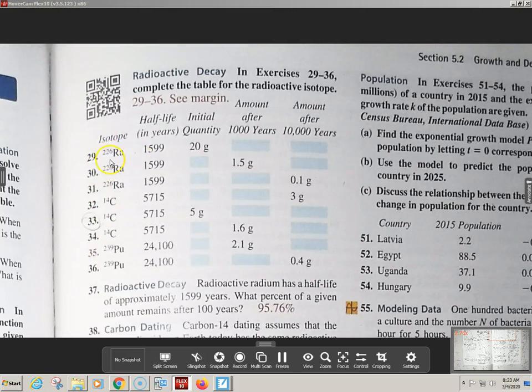Wait, who are these guys? Who is 226Ra, or 14C, or 239Pu? C is carbon. Hey! Carbon 14? Carbon 14 dating? What? Who's this guy?